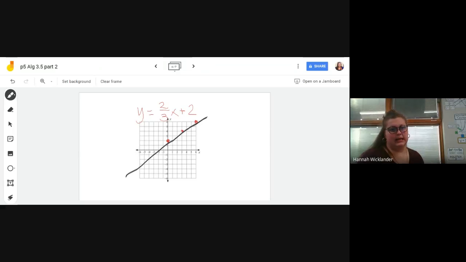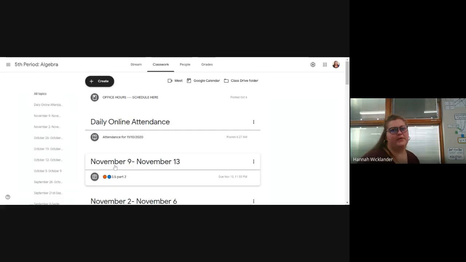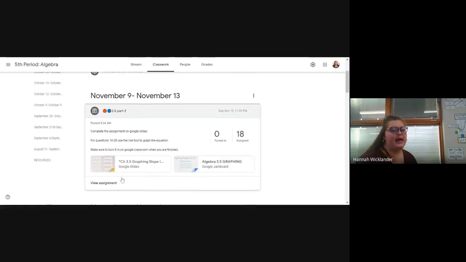It's loading in Google Classroom. I just pressed assign, so one second, and then it'll pop up in your feed. Okay, so it should be there now. So right here under the week of November 9th through November 13th, you're going to click on 3.5 part 2. And then you'll see there's Google Slides and a Google Jamboard. So I'm going to do the Google Slides first, and then I'll show you the Jamboard.